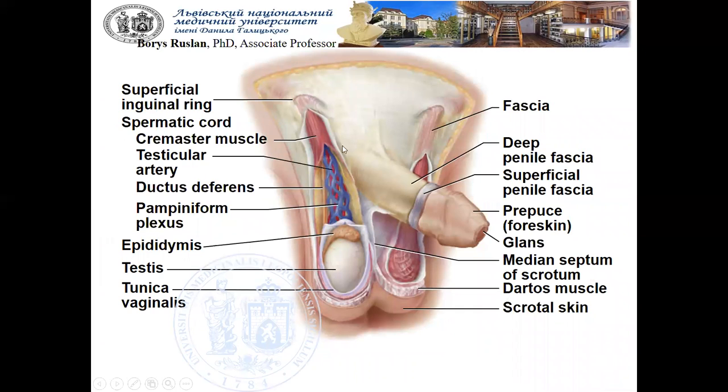So this is the external and frontal surface of the penis, right? You can see the cremaster muscle, right? Inside the cremaster muscle, the testicular artery, and we have a ductus deferens here, scrotum, epididymis, testis, right? Epididymis, testis. So it's the fascia of the penis, deep and superficial penile fascia, foreskin, right, glans, prepuce, foreskin.